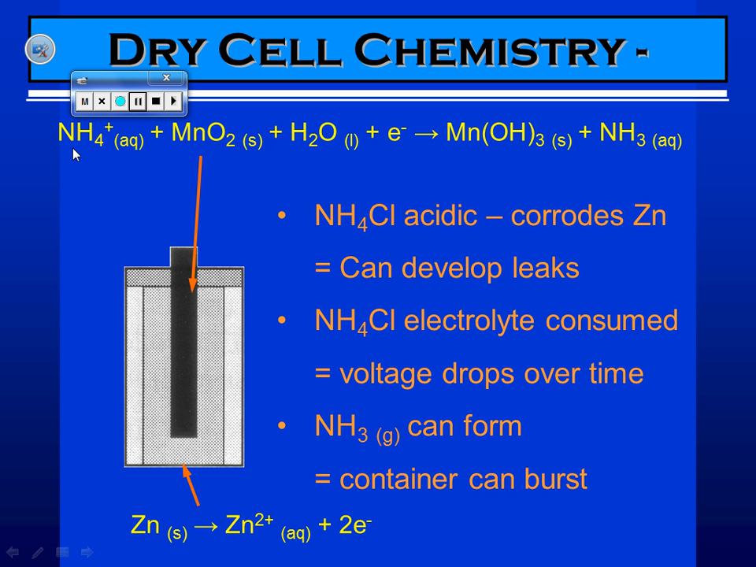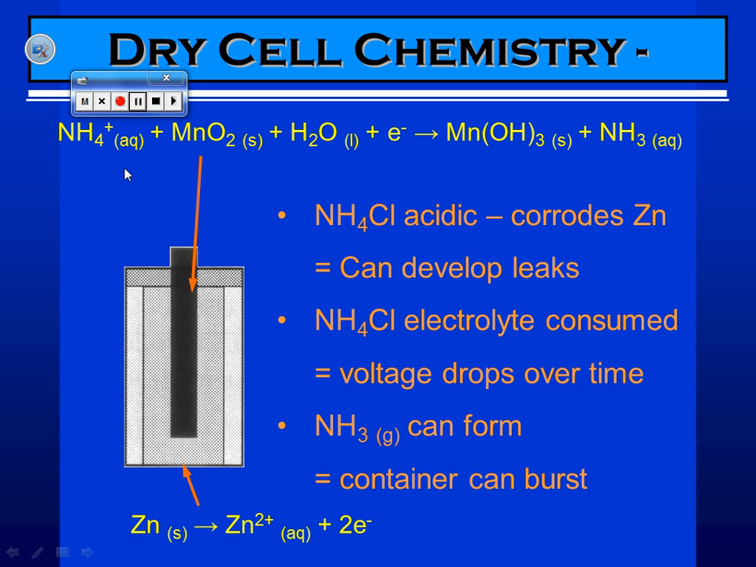First of all, the ammonium chloride, which is being used as the electrolyte, is actually slightly acidic. And zinc being a reactive metal, the ammonium chloride reacts and corrodes the zinc, which means after a long time the casing can develop leaks. You've probably seen old batteries with a crust of salt on the outside. That's because the zinc casing has leaked and some of the paste has leaked out, causing a deposit of salt on the outside of the battery.